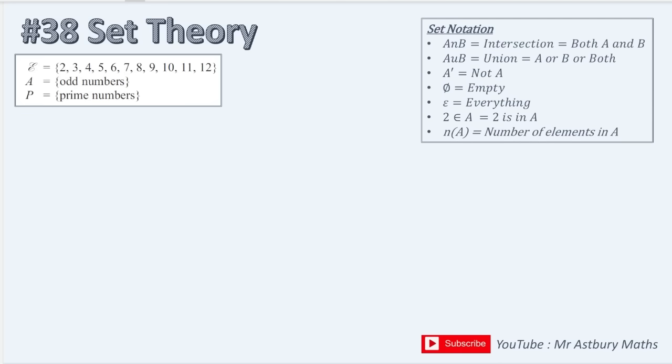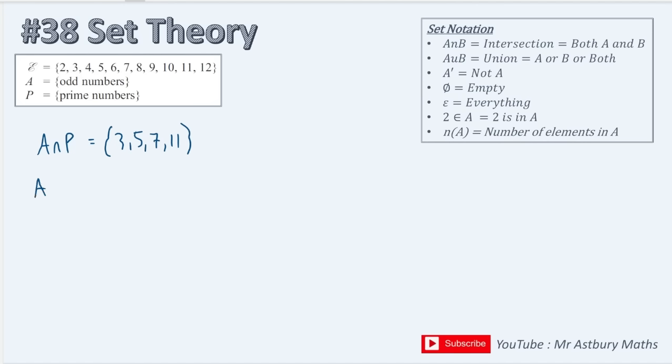So let's first look at the intersection. That means all of the numbers which are in A and are in P. Sorry, I should call this P. So we have the odd primes, essentially, which are 3, 5, 7, and 11.